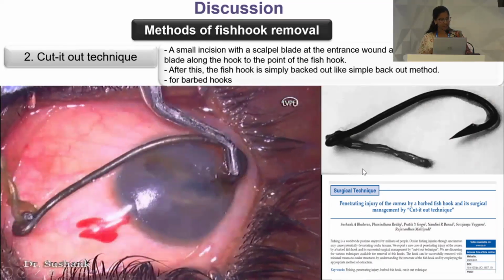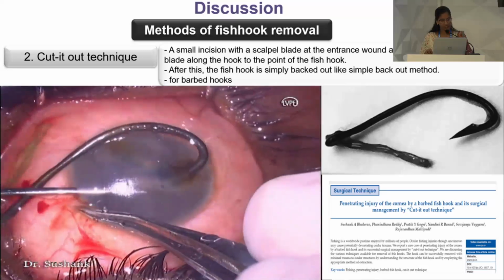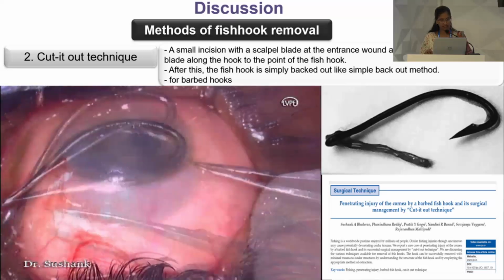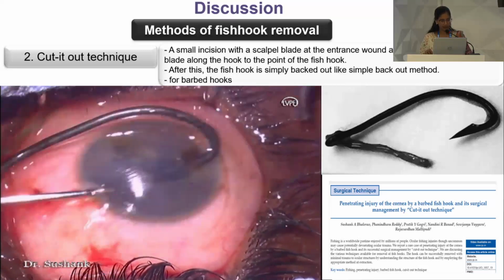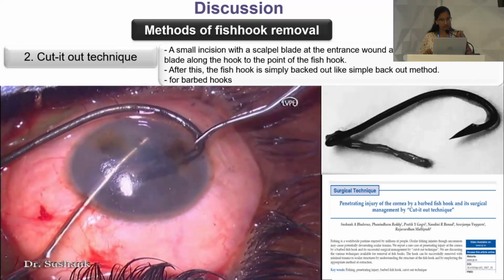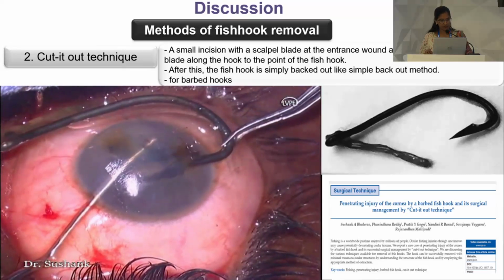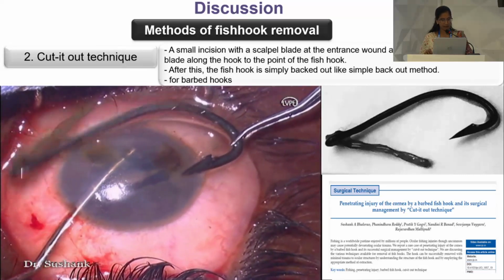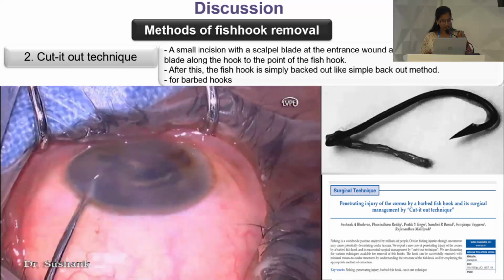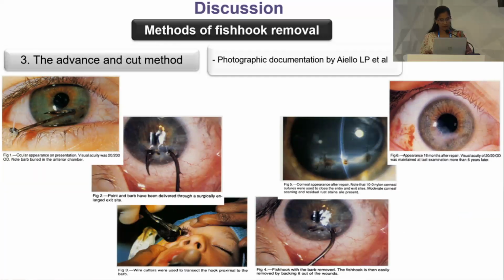The second method is the cut it out technique. A small incision is made with the scalpel blade at the entrance wound, and then the scalpel blade is slid along the hook to the point of the fish hook. After this, the fish hook is simply backed out as in the simple back out method. This method is used for barbed hooks.